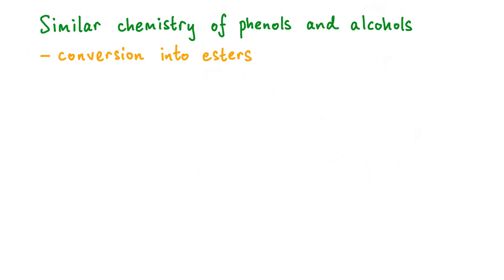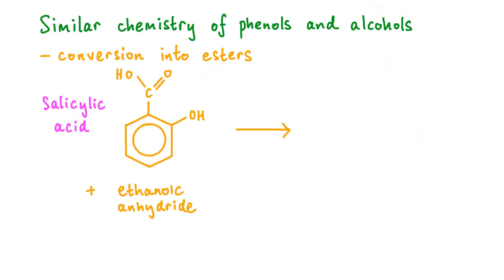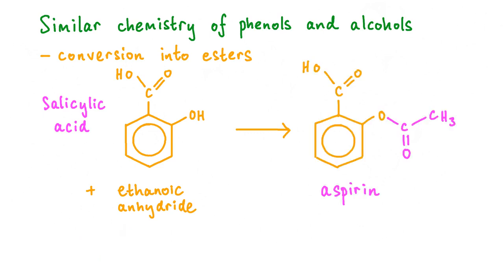As an example of the similar chemistry of phenols and alcohols, they can both be converted into esters. The molecule commonly known as salicylic acid is easily converted into the ester aspirin by using a reagent called ethanoic anhydride. Ethanoic anhydride is a carboxylic acid derivative. It's made quite simply by condensing two molecules of ethanoic acid together. Aspirin is a common over-the-counter medicine used for pain relief.